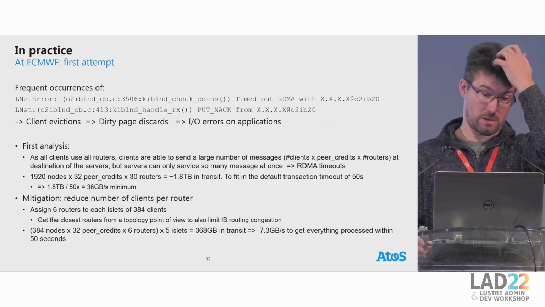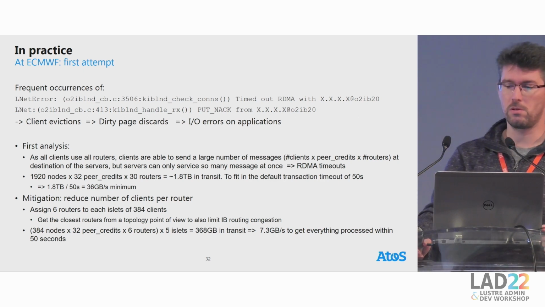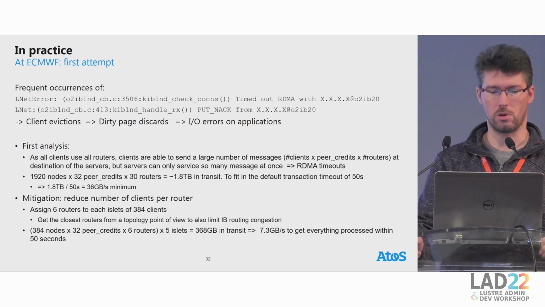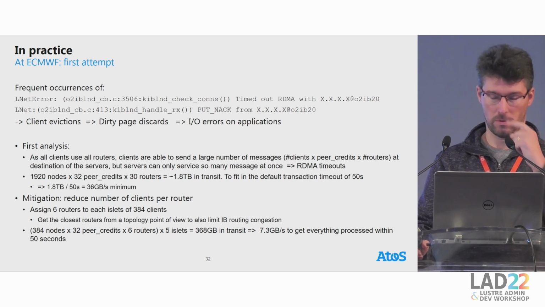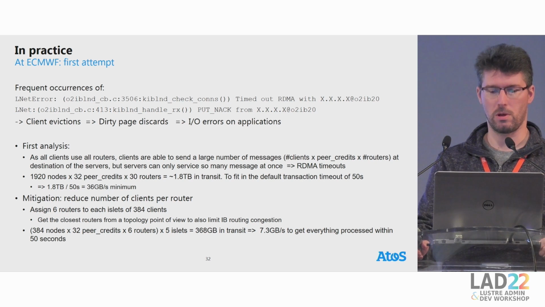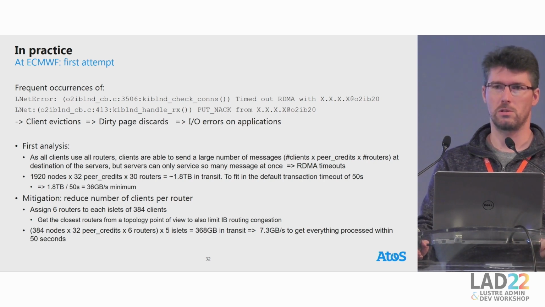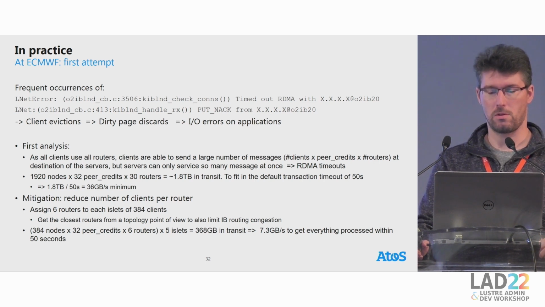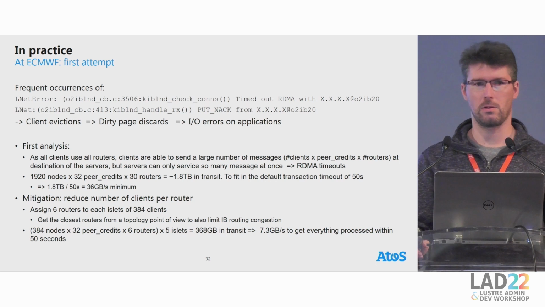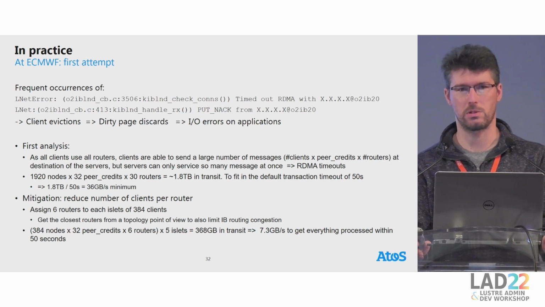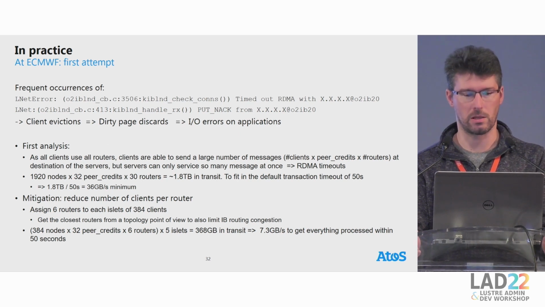So in practice, in our first attempt, all clients were able to talk to all routers, all LNet routers. In this configuration, we got frequent occurrences of the following messages. So you essentially get timeouts on the RDMA level, and then you get other messages: client evictions, dirty page discards, IO errors, ultimately on the applications, which obviously is not what we expect.